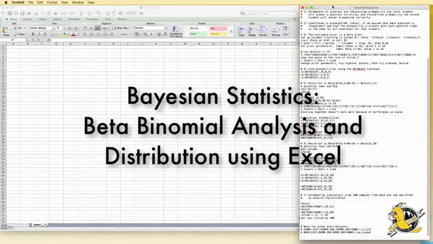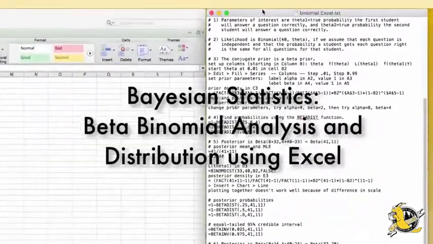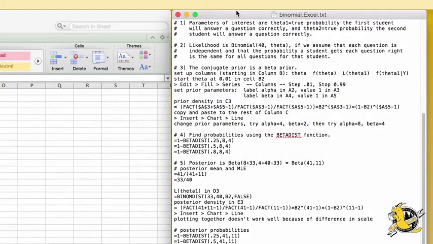This segment will look at a binomial beta conjugate analysis using Excel and looking at using Excel for questions about distributions.